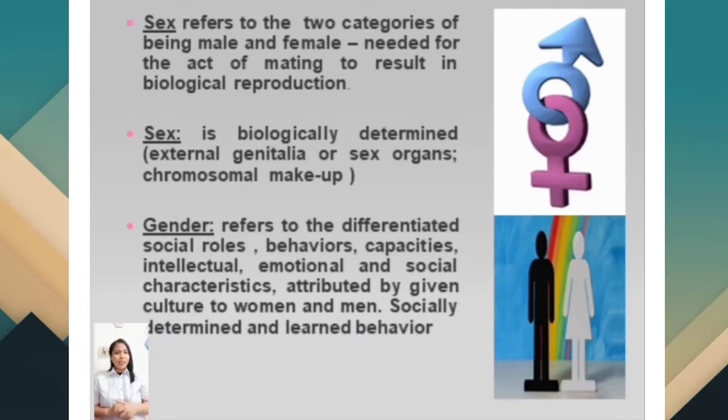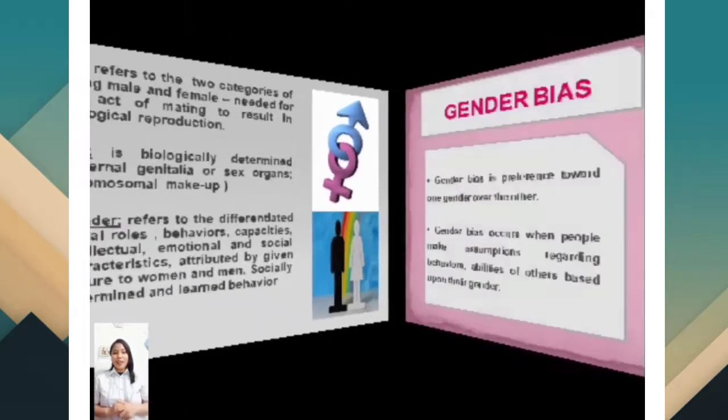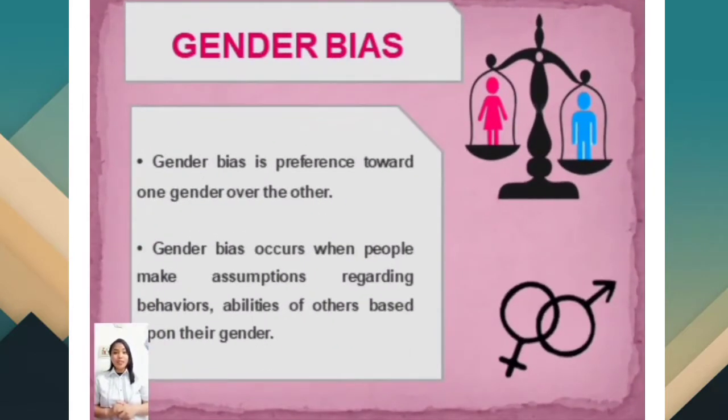Then what about gender bias? Gender bias is preference towards one gender over the other. Gender bias occurs when people make assumptions regarding behaviors and abilities of others based upon their gender. This means gender bias limits the capabilities, abilities, and roles of a male or a female, girl or a boy, based on their gender only. We have here one common example.